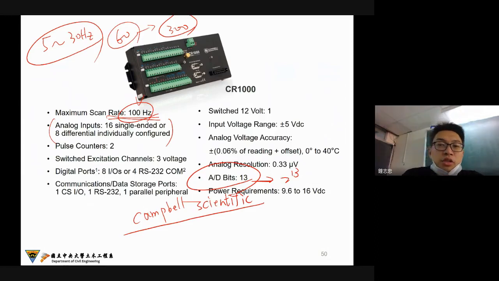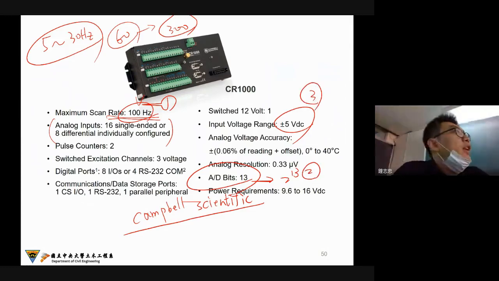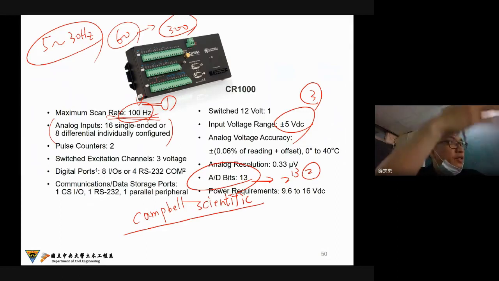Okay, and what is the range here? From minus to positive 5 DC. So we already have these three, the 3 R's: the basics of sampling, and also the resolution and also the range. So can we determine whether this kind of data acquisition system is good or not? Okay, so I would like to leave the question for you.